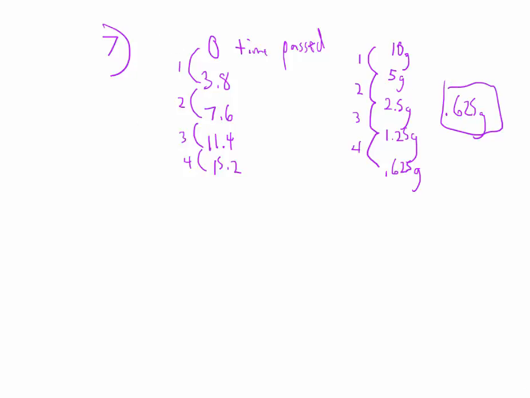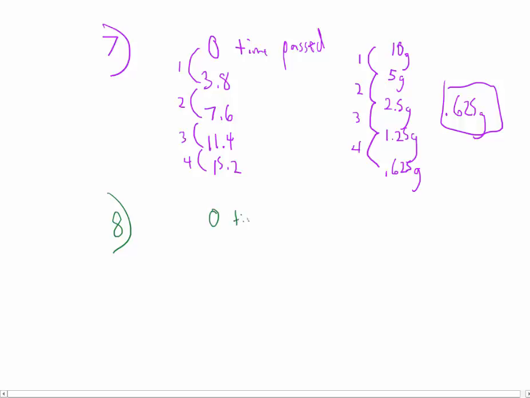All right, and finally, number 8. So looks like 8 is similar. Iodine-131 has a half-life of 8 days. If the amount of iodine in a sample is 8 grams, how much iodine will remain after 32 days? So we need to see how many half-lives go by for 32 days. So again, we start always from 0 time. And after one half-life, it's 8 days later.